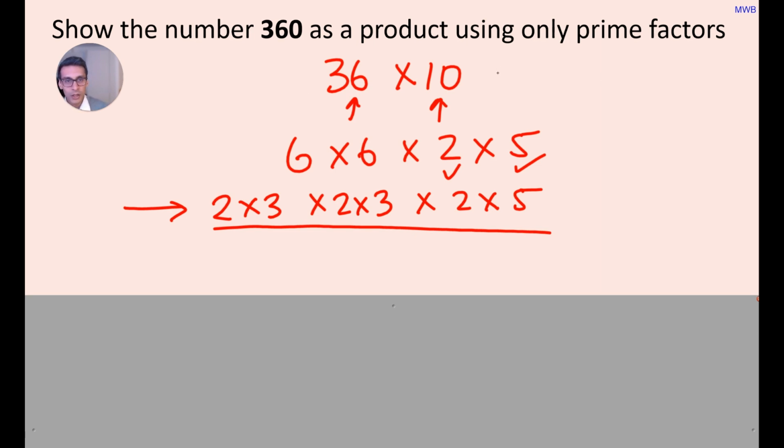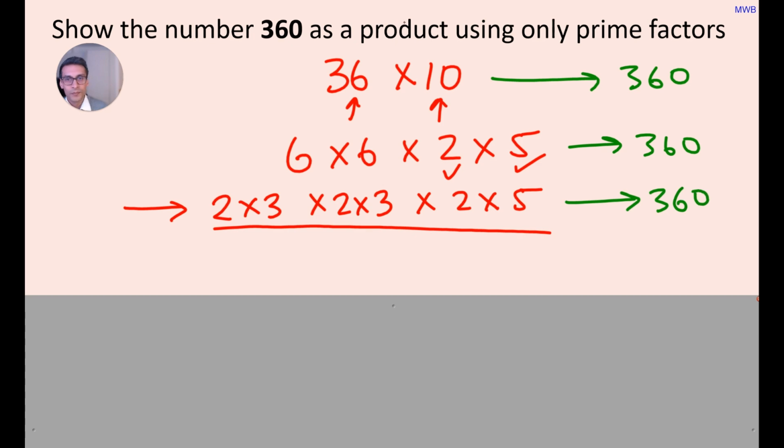Now, an interesting thing to note here is this makes 360, this makes 360, and so does this. But only one of these is using prime factors, and that's the last one. And you'll notice we can't break this down anymore. These have been broken down as much as possible. 2 and 3 and 5 are prime numbers, so there are no other factors.